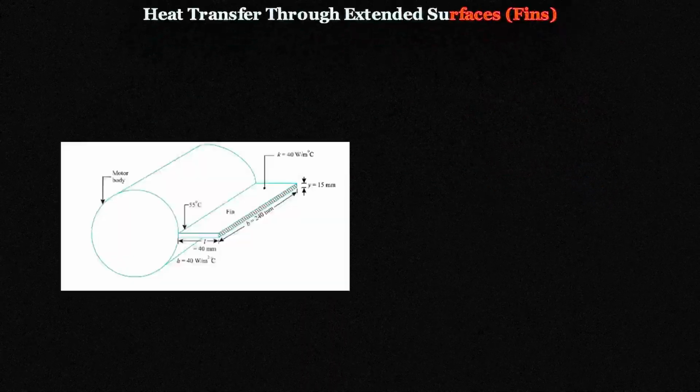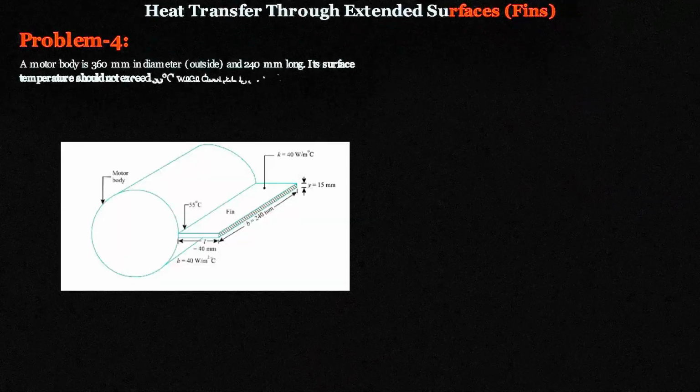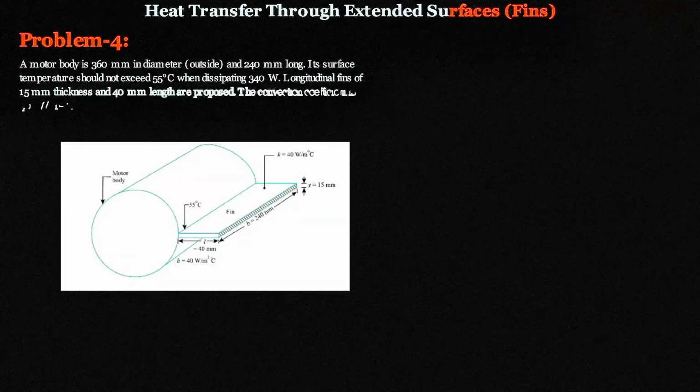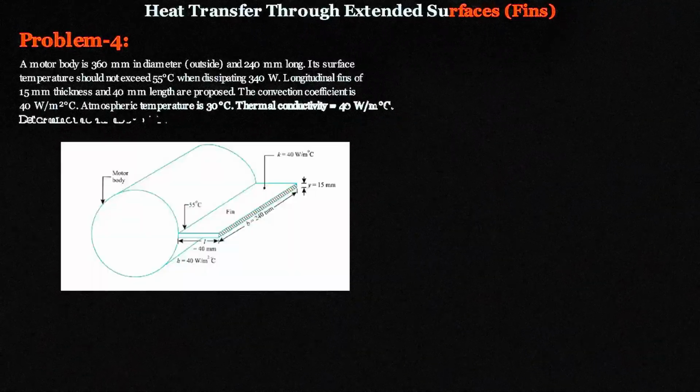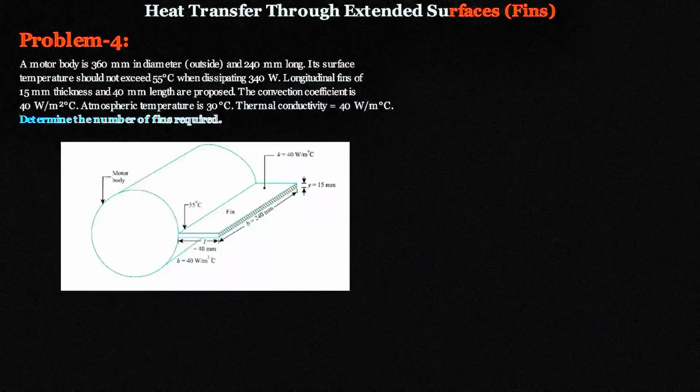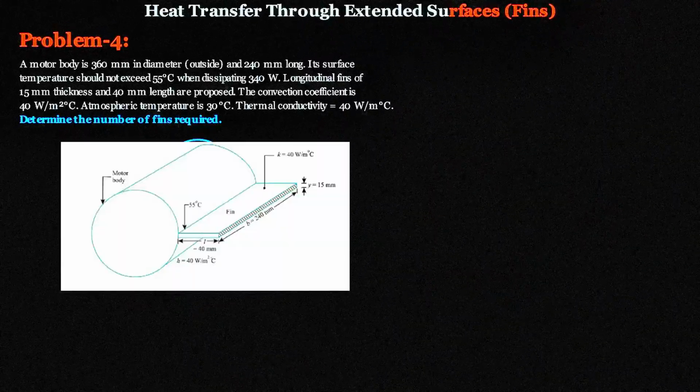Problem 4. A motor body is 360 millimeters in diameter on the outside and 240 millimeters long. Its surface temperature should not exceed 55 degrees Celsius when dissipating 340 watts. Longitudinal fins of 15 millimeter thickness and 40 millimeter length are proposed. The convection coefficient is 40 watts per square meter degree Celsius.